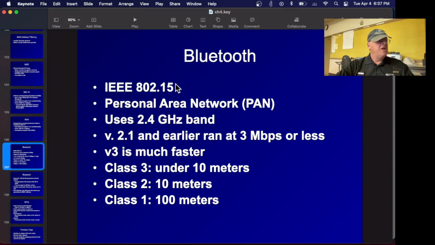All right. So Bluetooth is defined by 802.15, the IEEE standard. This is your personal area network that communicates between devices like your cell phone and your earphones. It has various versions. It can go 10 meters or up to 100 meters in principle.